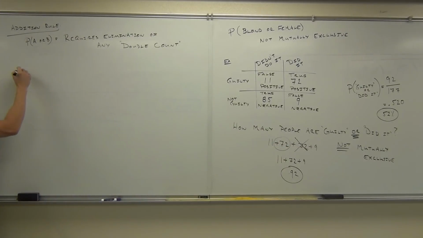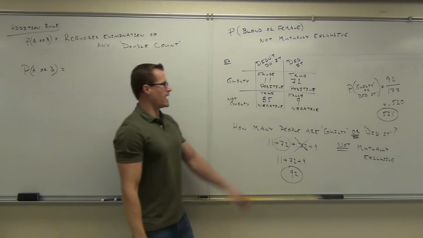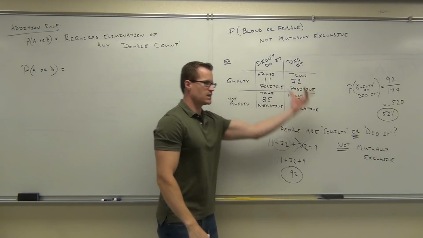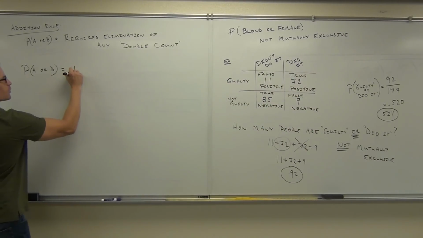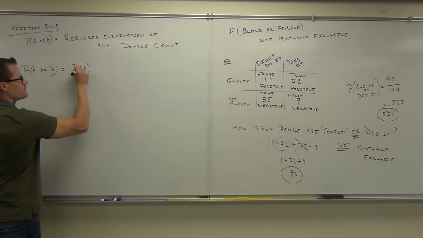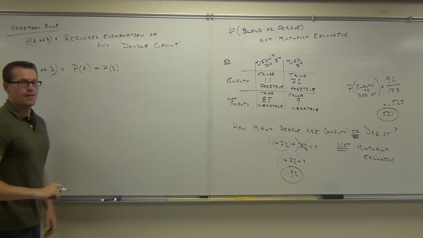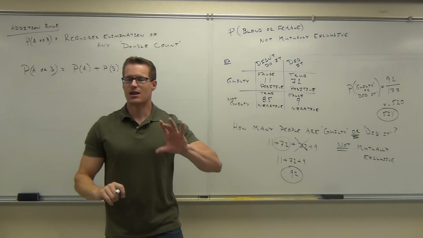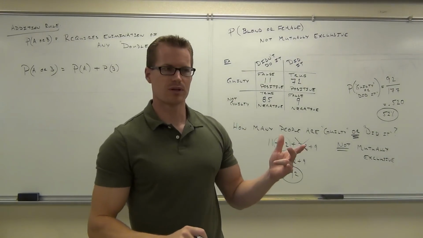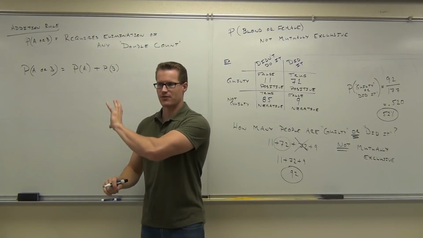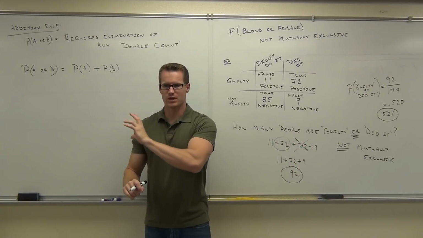So this requires elimination of a double count, this idea right here. When we're looking at the probability of A or B, it seems very easy at first because all I'm going to do is add the people who are guilty plus the people who did it. So sure, that will work just fine. Probability of A plus the probability of B. That will actually work great for anything that is mutually exclusive. I hope you're listening right there. This will work just fine for anything that is mutually exclusive.